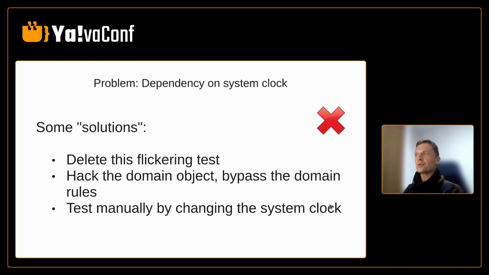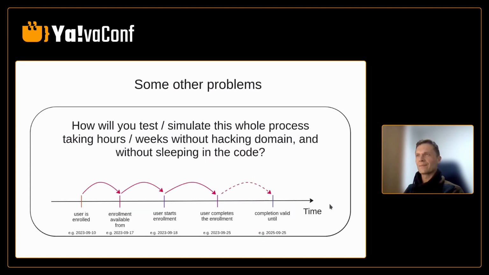Or this one, which I like the most. I believe a few of you, to test certain scenarios in your production or test code, had to move the system clock. I had to do that, at least 10 years ago, and then I learned better ways. So the whole idea over here, I would really like to point out, is that you can't test or simulate a whole process that can take hours or weeks in real life without hacking domain objects if you write your code and create dates in your domain objects like I showed you before.